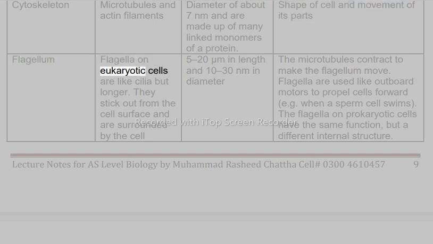Flagellum. Flagella on eukaryotic cells are like cilia but longer. They stick out from the cell surface and are surrounded by the cell membrane. 5 to 20 micrometers in length and 10 to 30 nanometers in diameter. The microtubules contract to make the flagellum move. Flagella are used like outboard motors to propel cells forward, e.g. when a sperm cell swims. The flagella on prokaryotic cells have the same function, but a different internal structure.